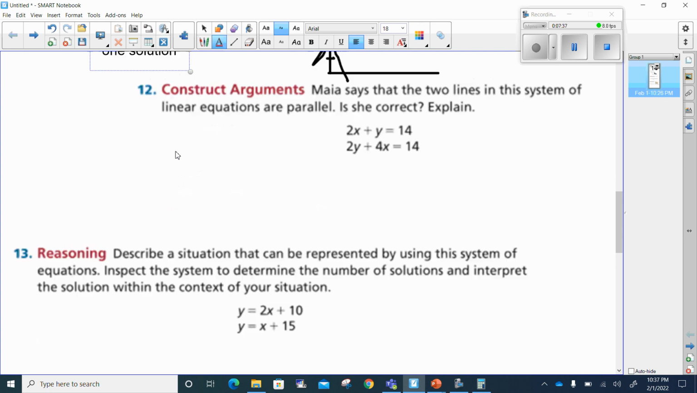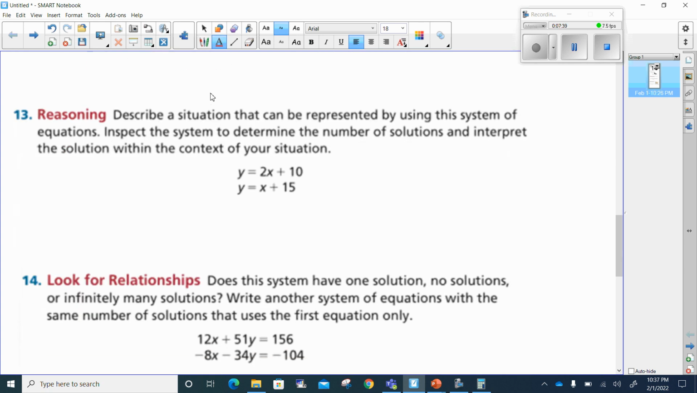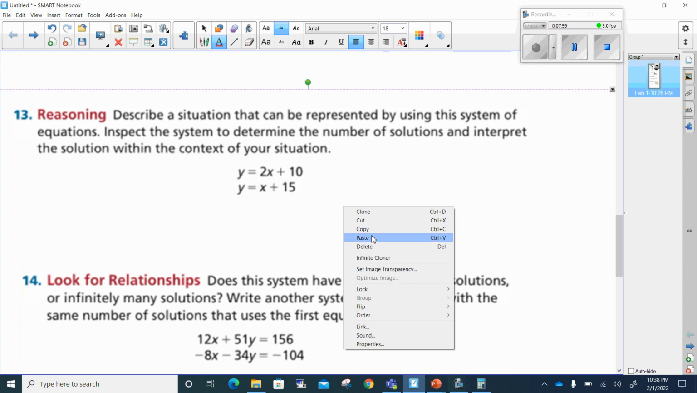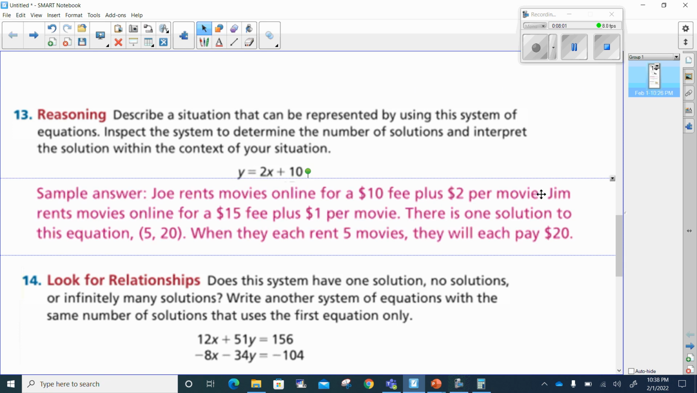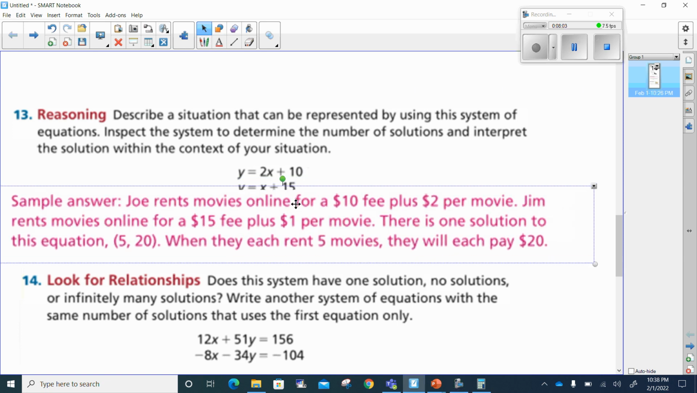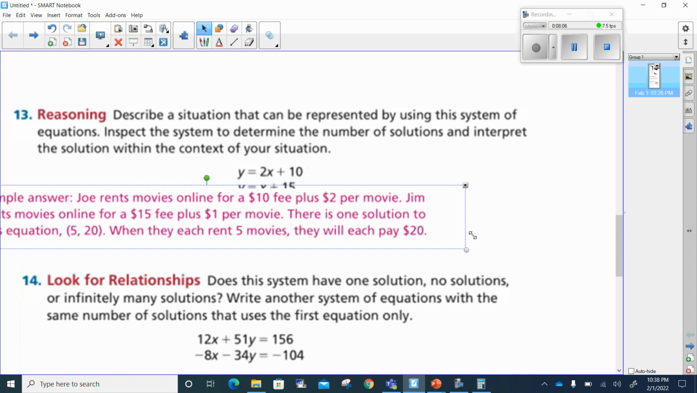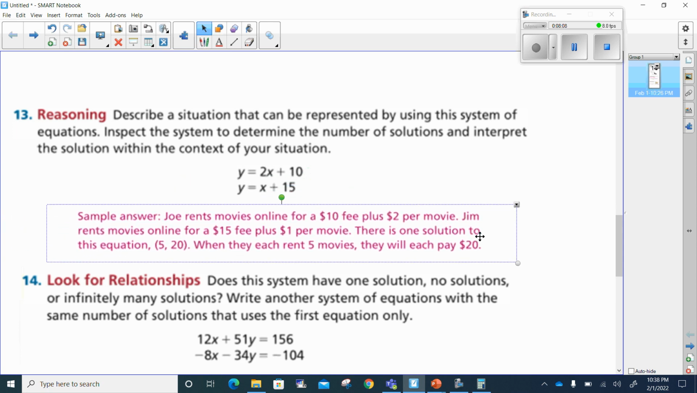Number 13 is mine. Describe a situation that can be represented by using this system of equations. Inspect the system to determine the number of solutions and interpret the solution within the context of your situation. Okay, so we're going to describe a situation here. And you'll pardon me if I'm lazy. I just want to go ahead and take the answer that is given, and instead of typing it all up, just paste it right there.